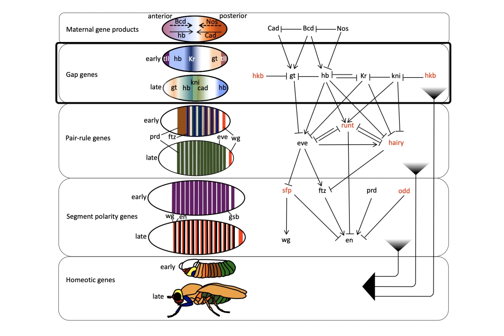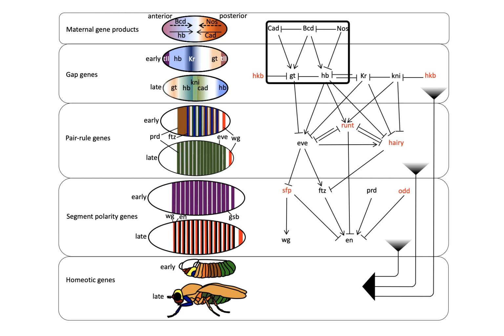But then when you get down to the gap genes, different genes turn on and make different proteins, but also the CAD, BCD, and NOS can affect those. So CAD will turn on the GT gene, BCD will turn on both of these, HB and GT, but NOS will inhibit HB, so it's at one end, HB is at the other end.